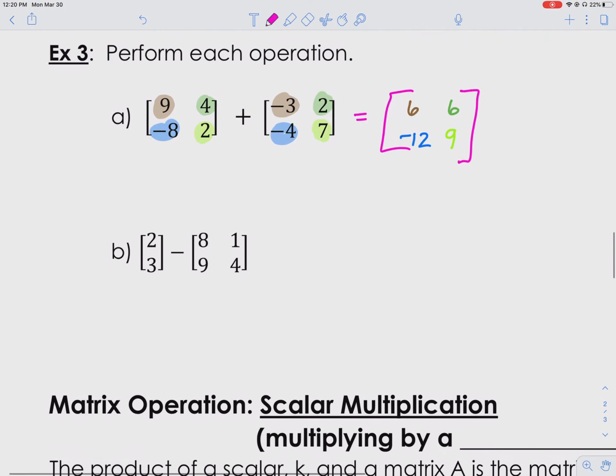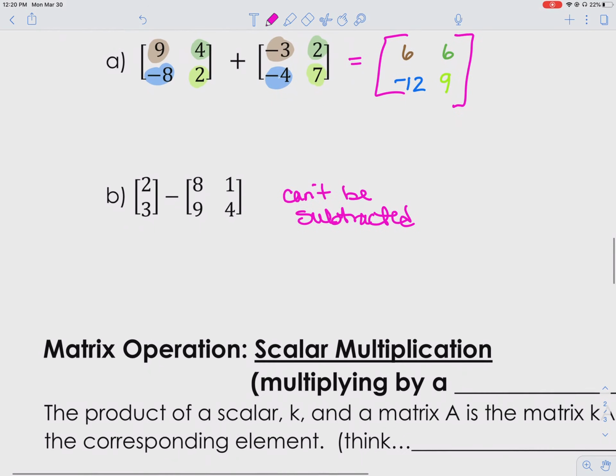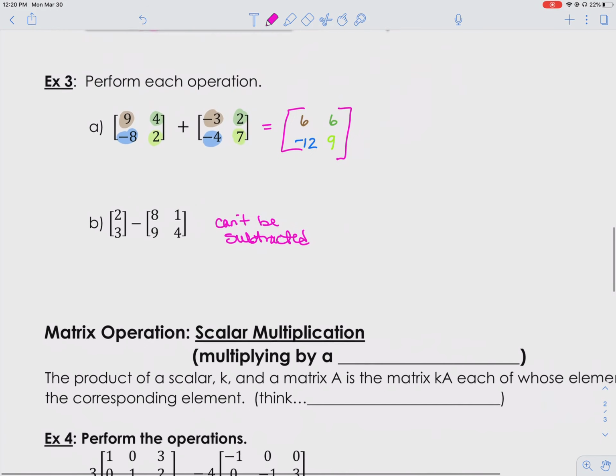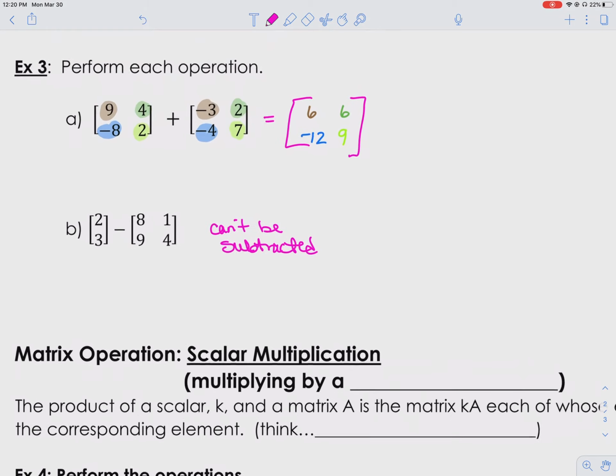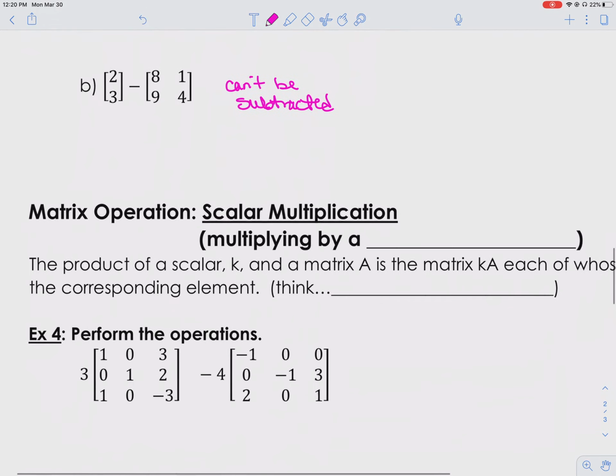Look at B. For B, I have two rows, one column. For the next one, I have two rows, but I have two columns, so you cannot do it. It can't be subtracted. You can't perform the operation because they don't have the same dimensions. Okay, now we're going to talk about multiplying the matrices.